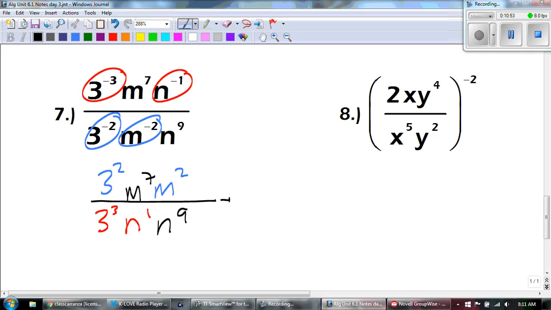Okay, so if you want to, you can go, well, 3 squared is 9, 3 cubed is 27, and reduce the fraction. But they're also the same base, so I can subtract them. And who wins, the top or the bottom? The bottom, and the bottom wins by 1. And then on the top, we have m to the 7th and m to the 2nd, which is m to the 9th. We add those up. And then the n's, we have n to the 1st and n to the 9th, which is n to the 10th.